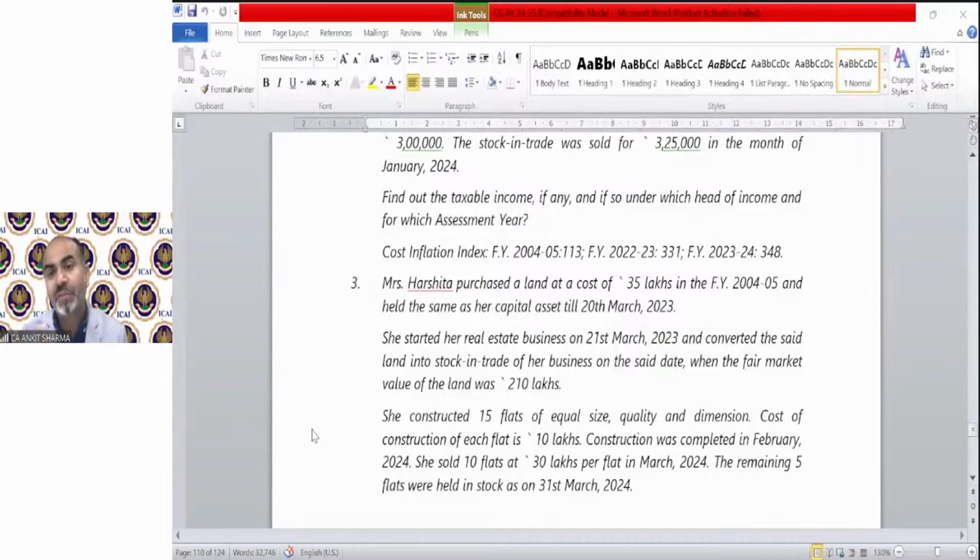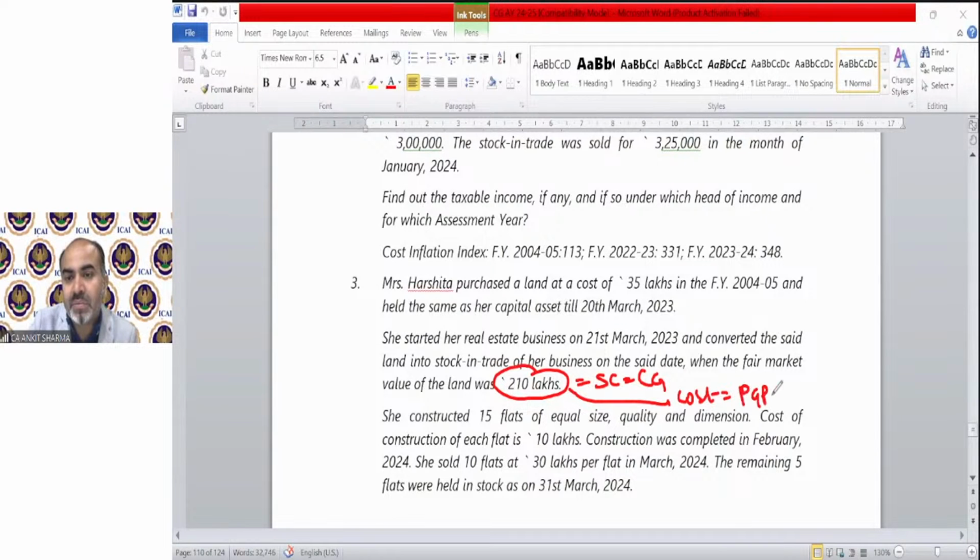Again, it's a conversion of capital asset into stock in trade, where the market value of the land is 210 lakh. So that is my sale consideration, of course. Why is this question important? You will see. This is my FMV, which is going to be my sale consideration for the purpose of capital gain, and this is going to be my cost for the purpose of my PGBP. This is my transfer year, 22-23, for the purpose of index.